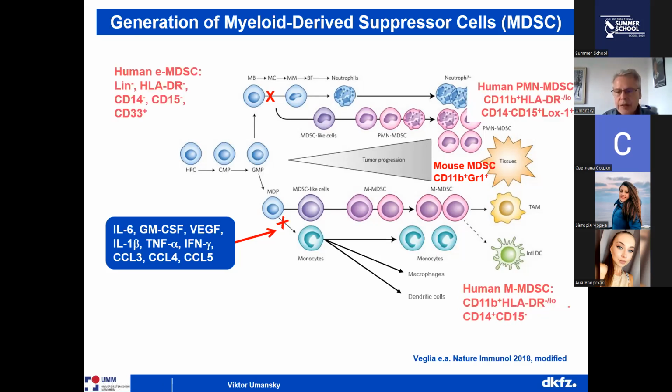In human, the situation is more complicated because we don't have the Gr1 marker, so we have to rely on CD15 and LOX1 for PMN-MDSCs and CD14 for monocytic MDSC. There is another, third population found in human, so-called early MDSC, without any immunosuppressive activity. Interestingly, there is so far no counterpart in mouse.